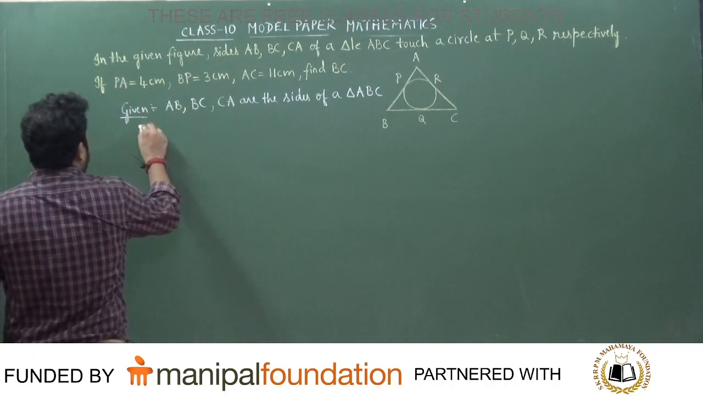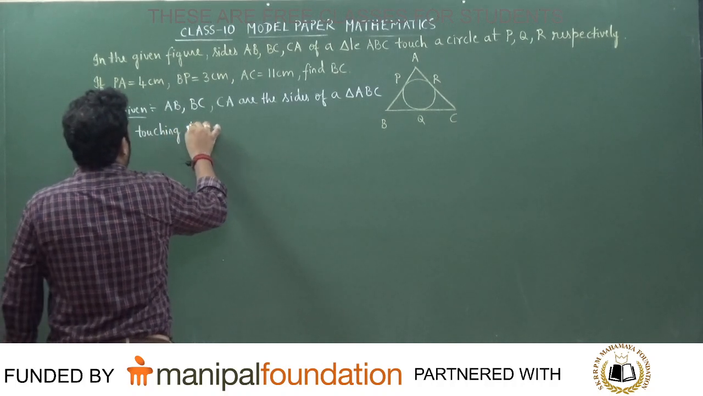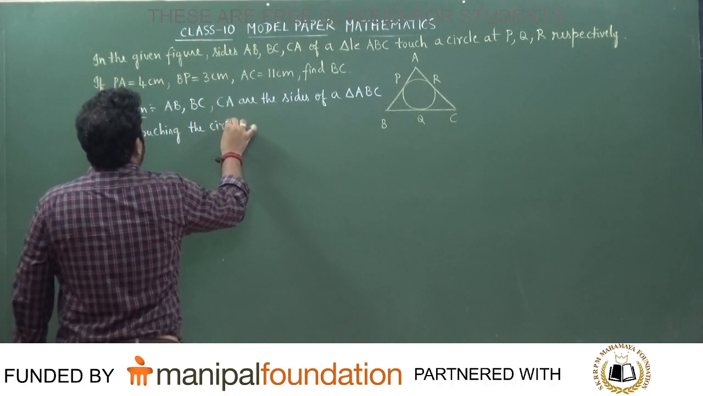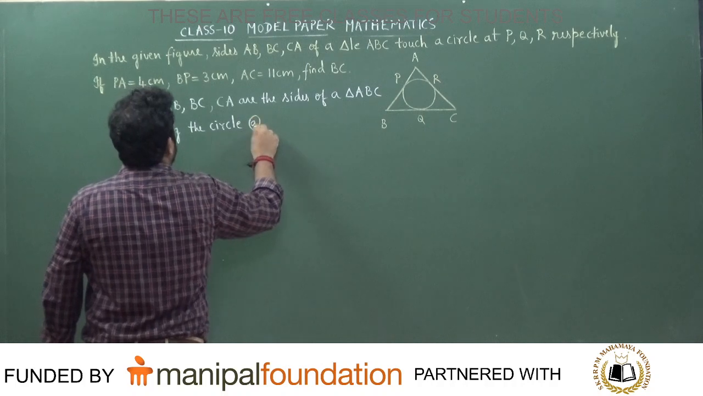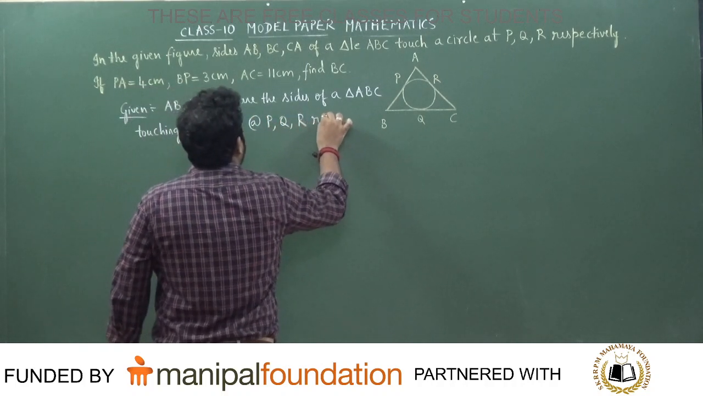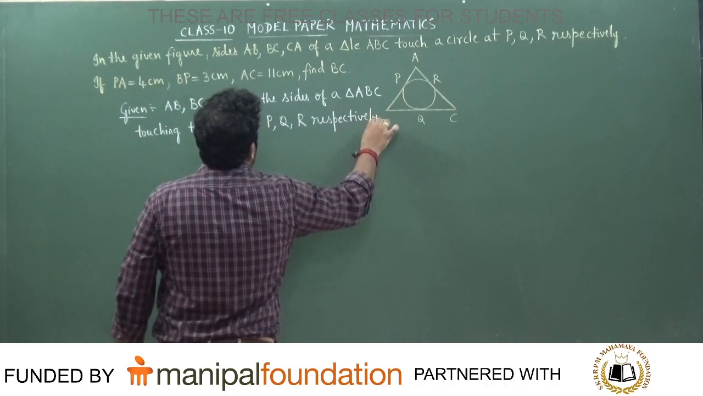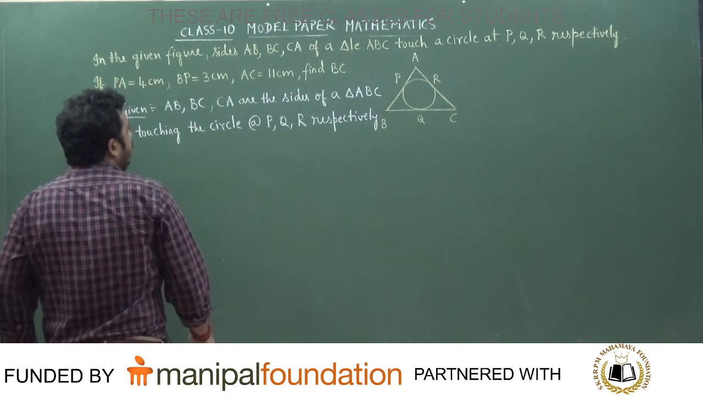Touching the circle at P, Q, R respectively. Touching the circle at P, Q, R respectively. Okay. Now what is given in the problem here, students?